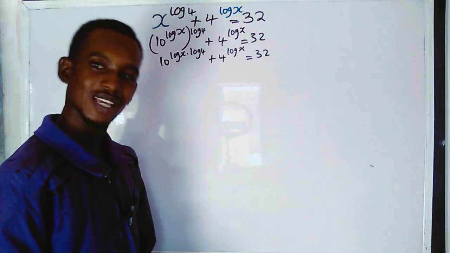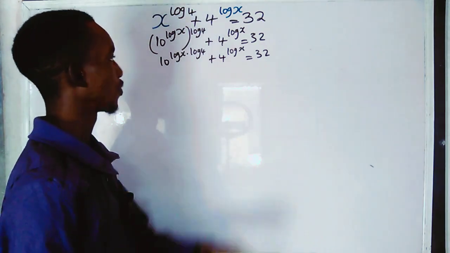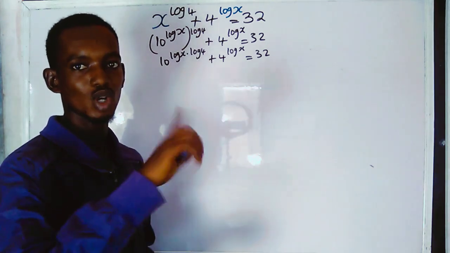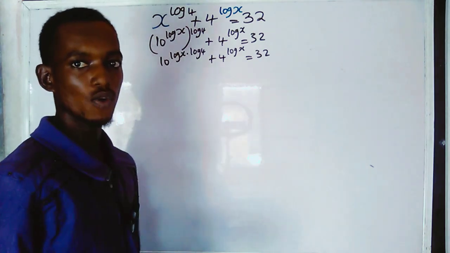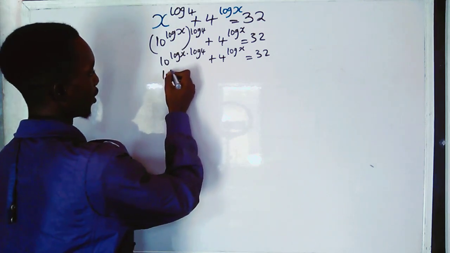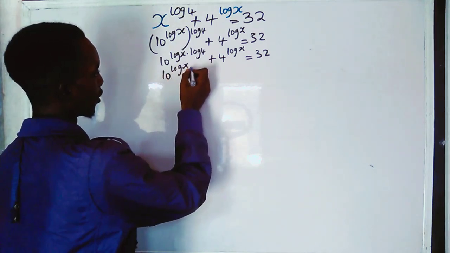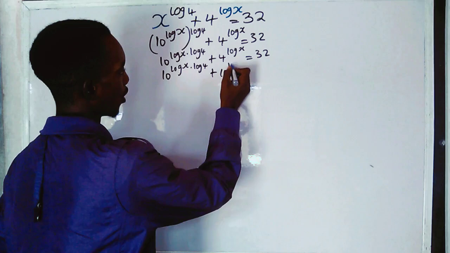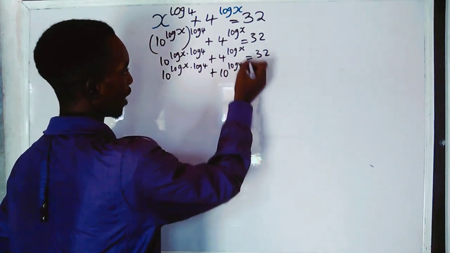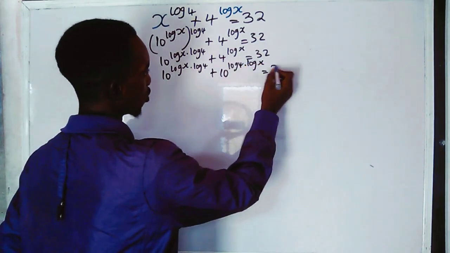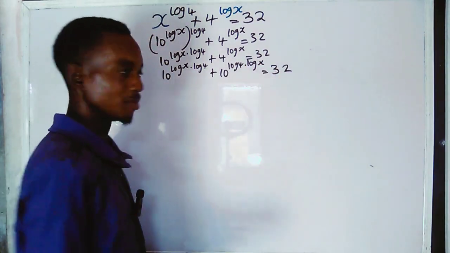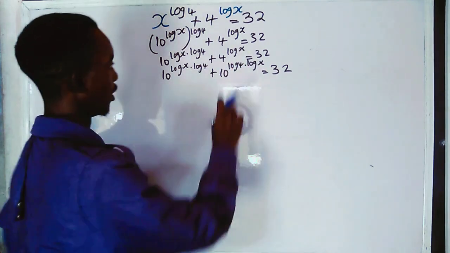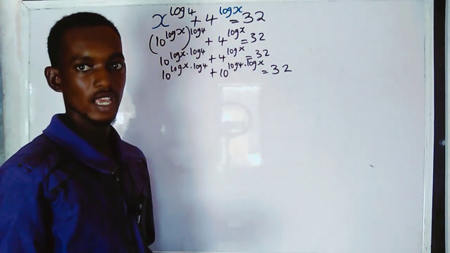We're still going to use that same law of logarithm. We can express 4 as 10 raised to the power log 4, because 10 cancels log and gives us 4. So we have 10 raised to the power log x times log 4, plus, instead of 4 now, 10 raised to the power log 4, then multiplied by log x, which equals 32. It's still the same thing, because 10 and log cancel and give us 4. We haven't done anything wrong. Now we can see that we are almost there.